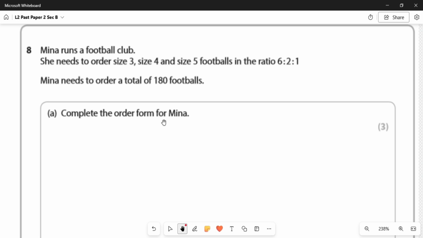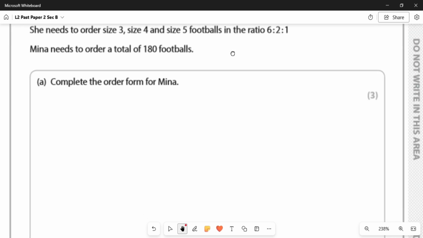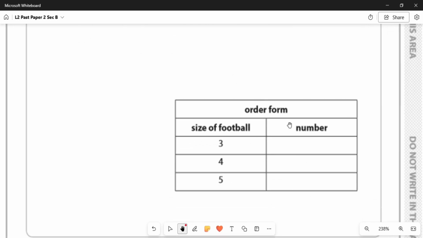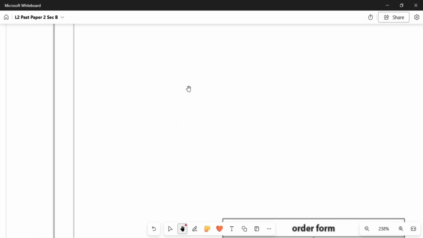Question 8. Mina runs a football club. She needs to order size 3, size 4 and size 5 footballs in the ratio 6:2:1. Mina needs to order a total of 180 footballs. Complete the order form for Mina. So there's lots of space. And there you go, there's a little table there. Size 3, 4 and 5, and how many we need for each one.